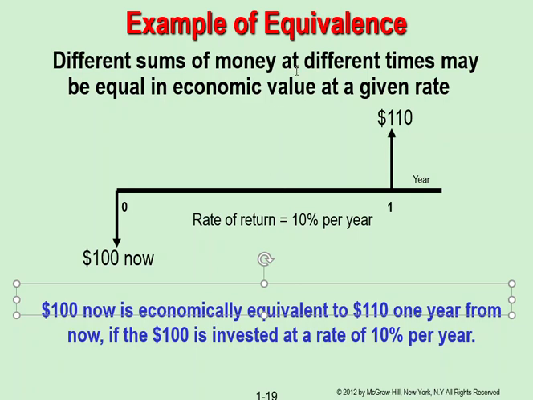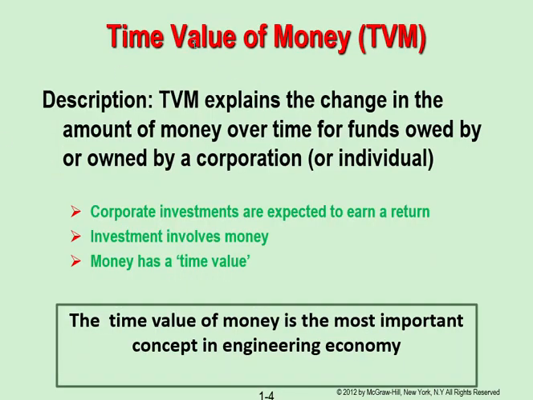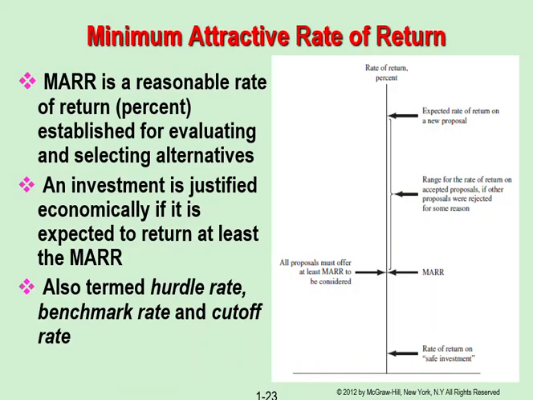Why? Because we have to add to this money the factor that we discussed. What did we say? Money has value with respect to time. So $100 now is equivalent to 110 in the future, after 1 year. And this is the idea of interest rate, okay?